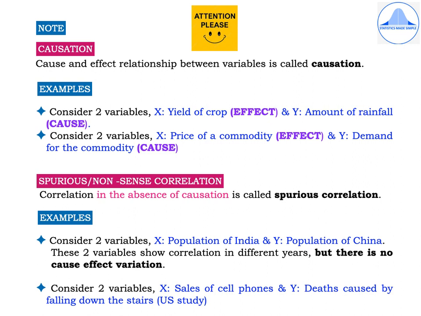What is spurious or nonsense correlation? Correlation in the absence of causation is called spurious correlation. For example, consider two variables where x denotes population of India and y denotes population of China. Here, the two variables show correlation in different years, but there is no cause and effect variation. Similarly, if I consider the variables, x denotes sales of cell phones and y denotes deaths caused by falling down the stairs, is an example of spurious correlation.